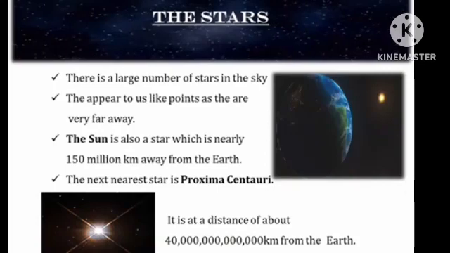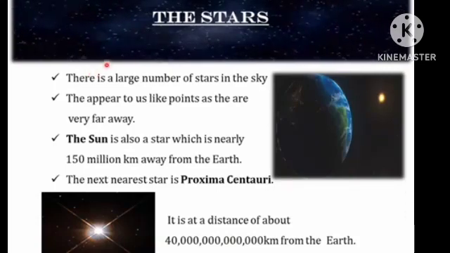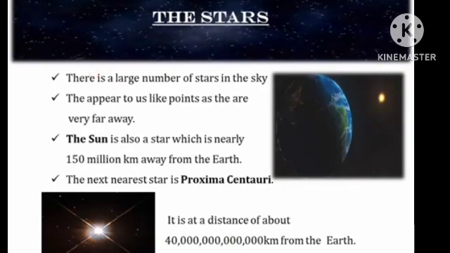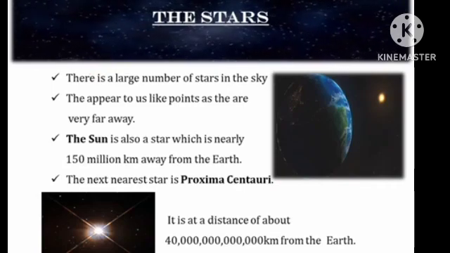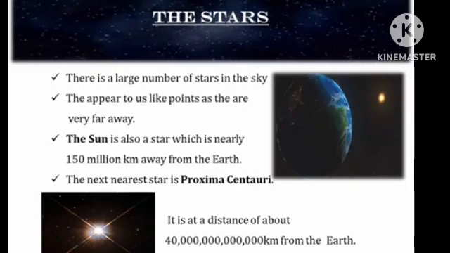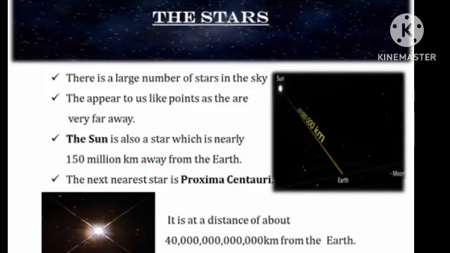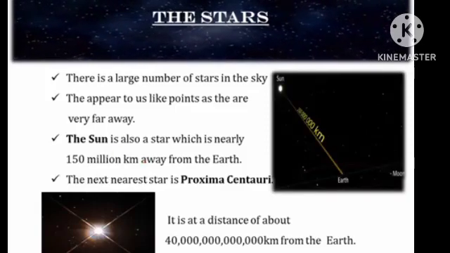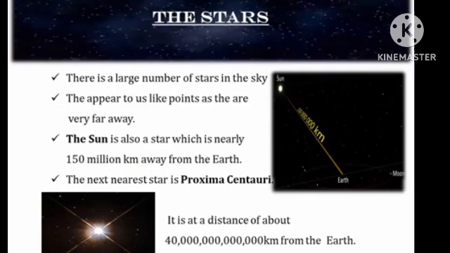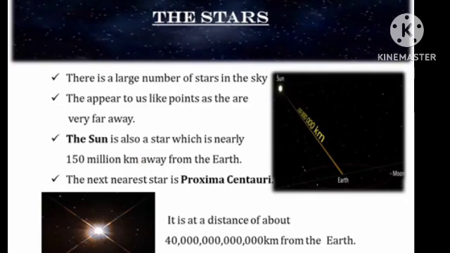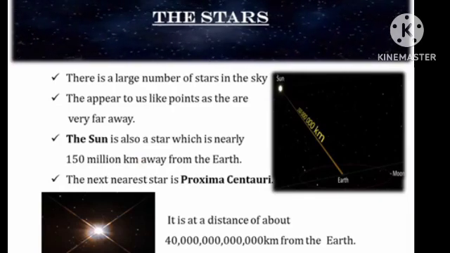Now let's study about stars. There is a large number of stars in the sky and they appear to us like small points as they are very, very far away. The sun is also a star and it is about 150 million kilometers away from the earth. So the question that comes to our mind is, if the sun is a star, then why does it appear large compared to other stars?